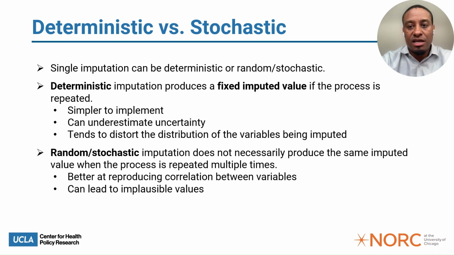We can further divide single imputation into two groups, deterministic versus stochastic, or random. Deterministic imputation produces a fixed imputed value every time the process is repeated. While simpler, this approach can underestimate uncertainty and distort the variable's distribution. Stochastic imputation, on the other hand, adds a random component. Therefore, it does not necessarily produce the same value every time. This is better at reproducing the correlation between variables. But you must be careful that it does not create implausible values.